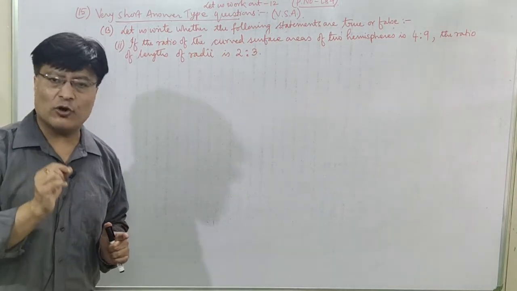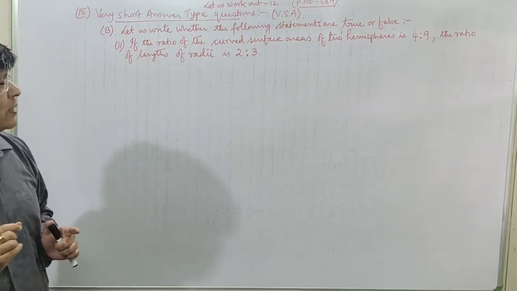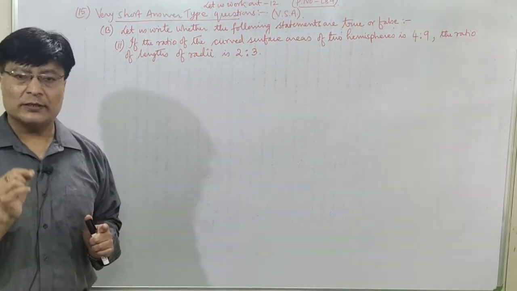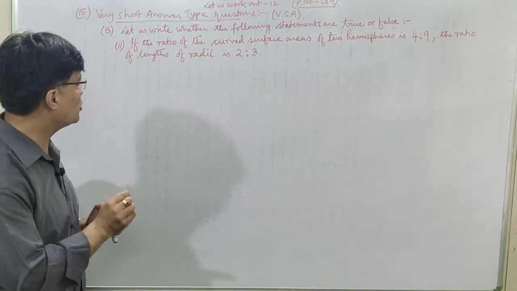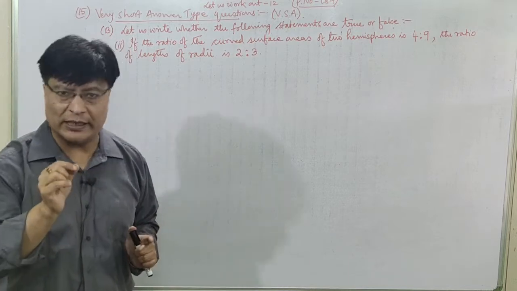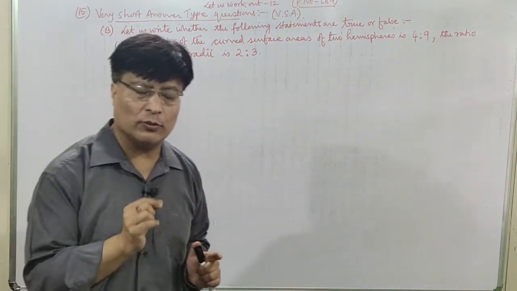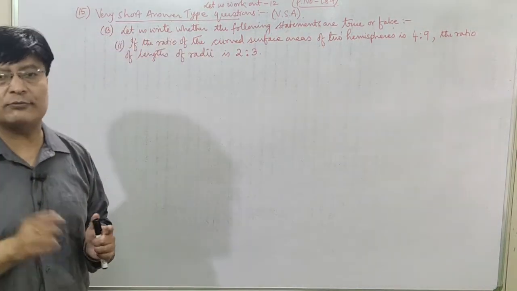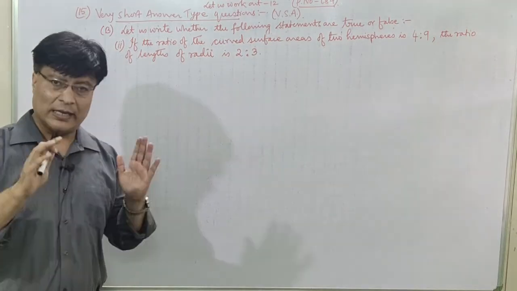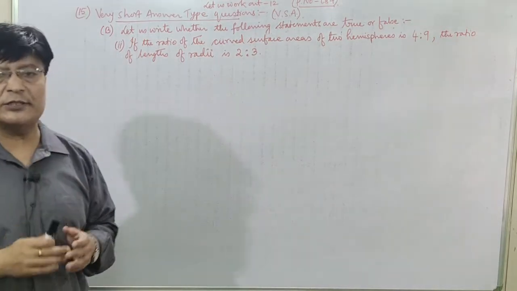If the ratio of the curved surface areas of two hemispheres is 4:9, then you have to check whether the ratio of the lengths of radii is 2:3. Whether the statement is true or false, you have to check it. Okay? A hemisphere means half of the sphere.